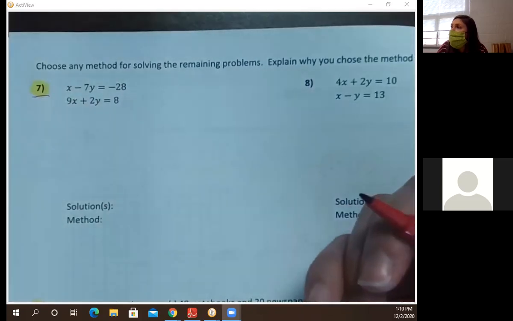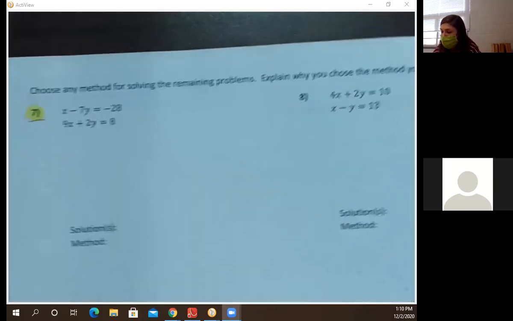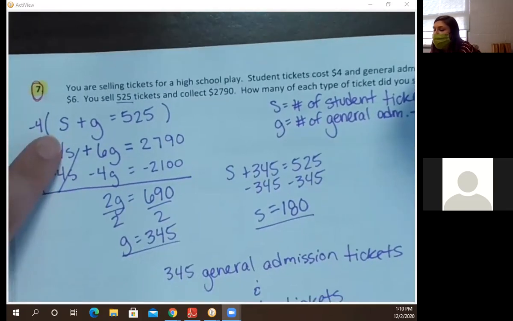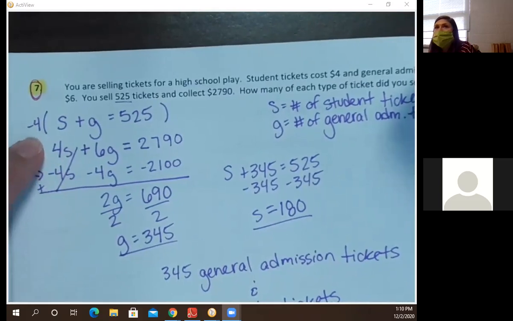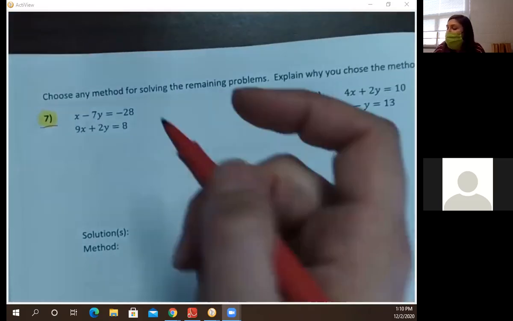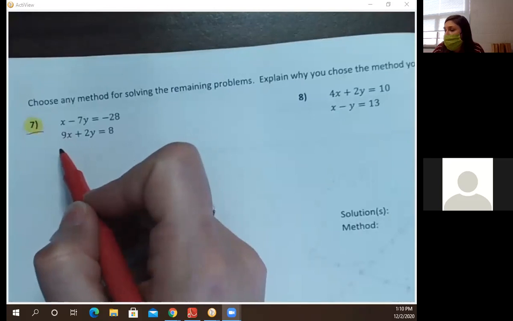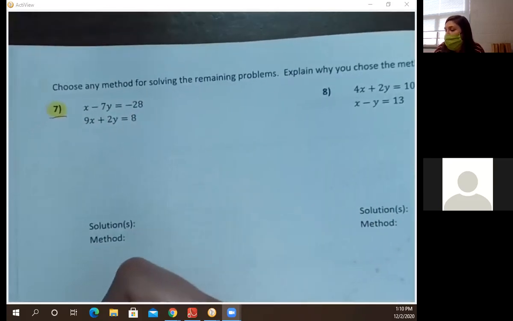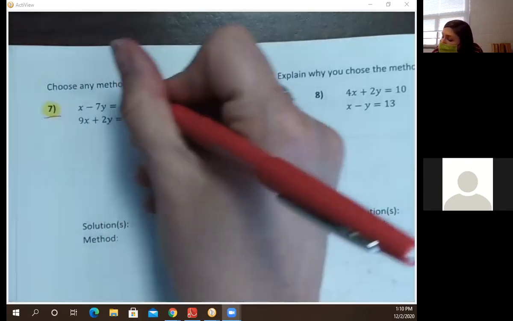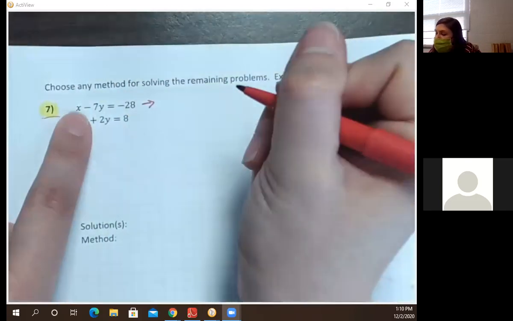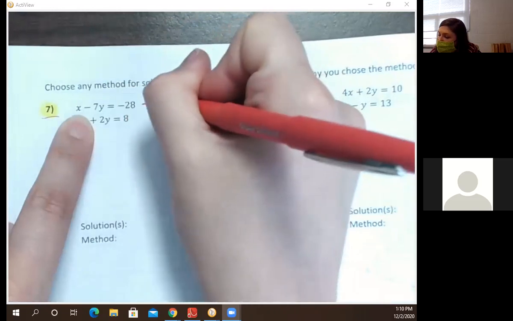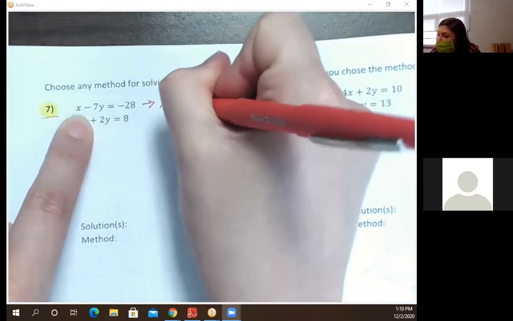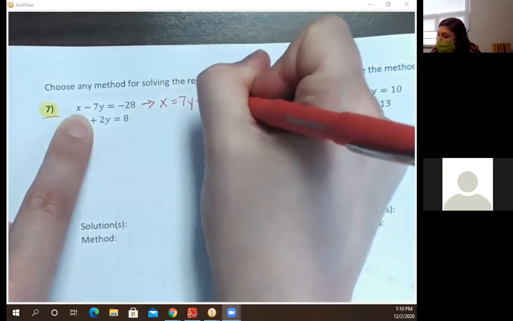But for the same reason that I eliminated the s's back on this page, because I could multiply by a smaller number, that's the same reason I would probably not choose elimination here. Multiplying every term in here by 9 means my numbers are going to get pretty big. Okay, so I'm going to go ahead and get x by itself here. That means add 7y to both sides. So x equals 7y minus 28.